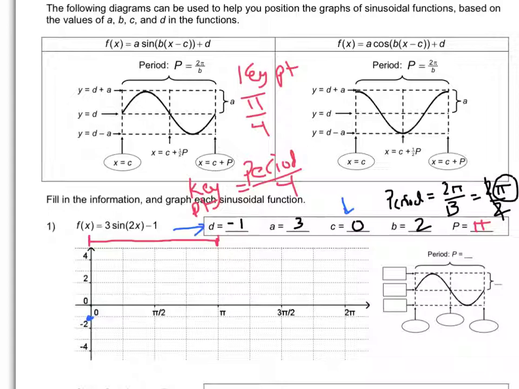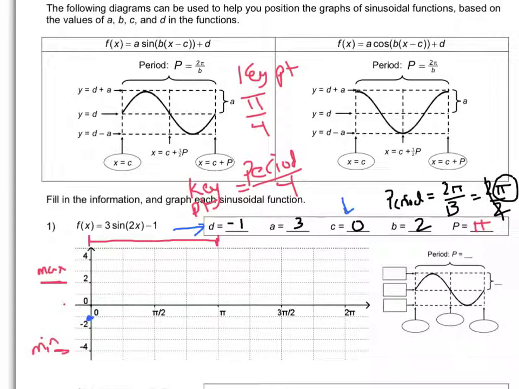So every fourth I hit a key point. Now we do have a vertical stretch, and so my amplitude is 3, so that means I'm going to have a height of 3. So I'm going to go up 1, 2, 3. So this is my max. And if I go down 3, 1, 2, 3, this will be my minimum to take care of the amplitude.